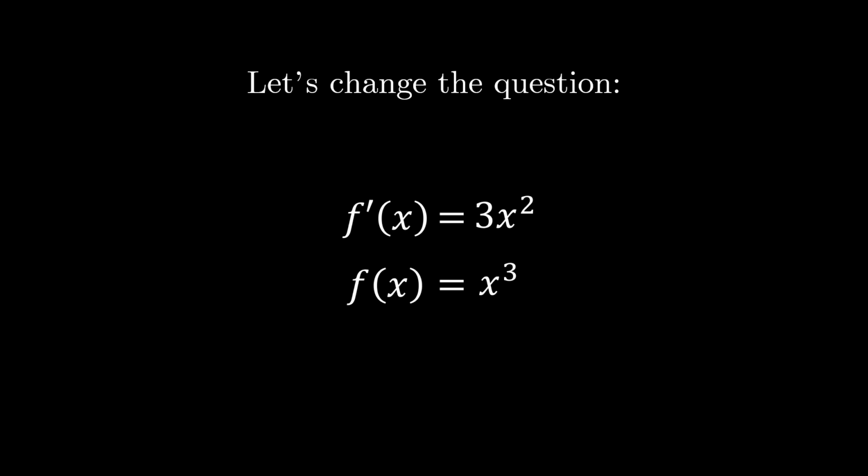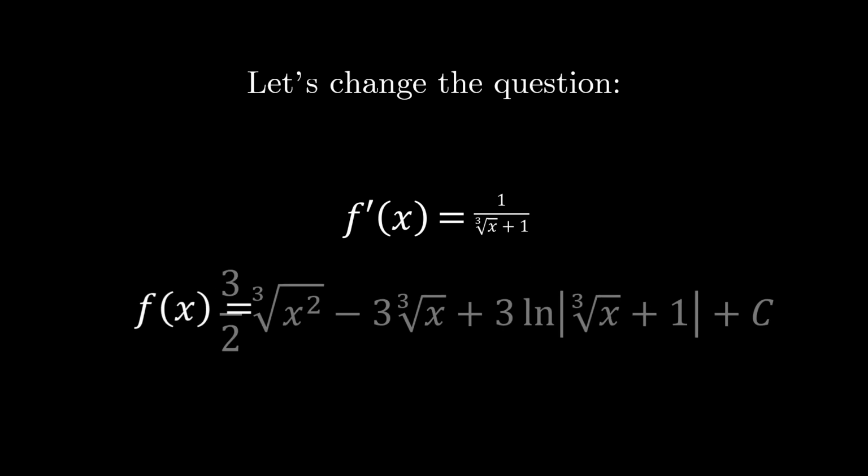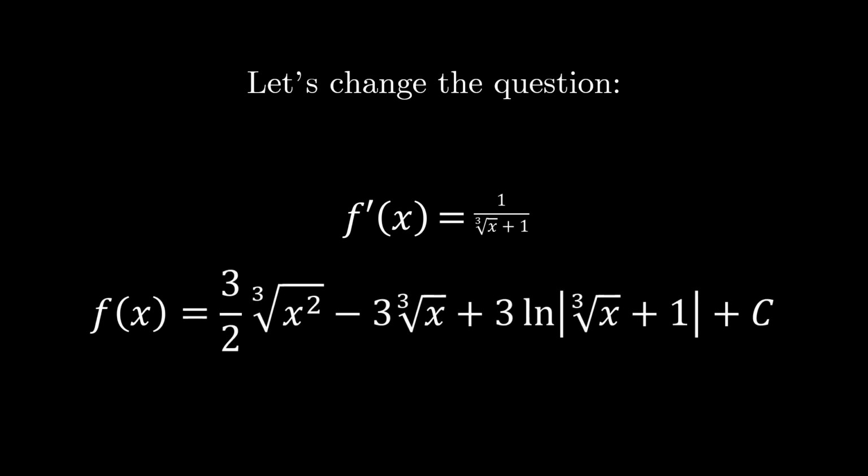But what if we weren't given that information and had a more complex function, like so? If you were to guess the original function by imagining it, I suppose it would be extremely difficult. In fact, the actual f of x we're looking for is this. Pretty complex, isn't it?